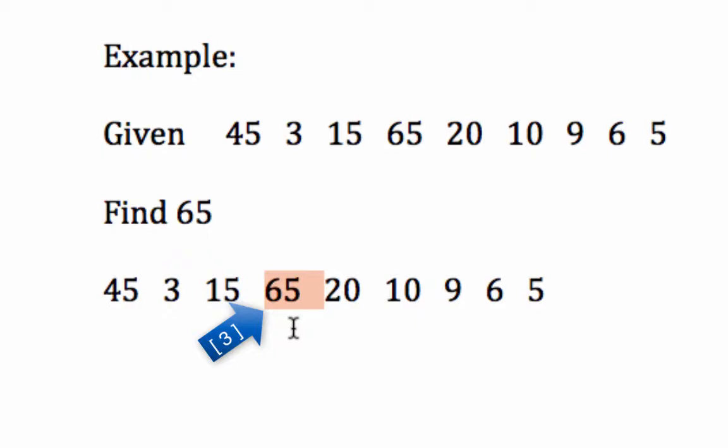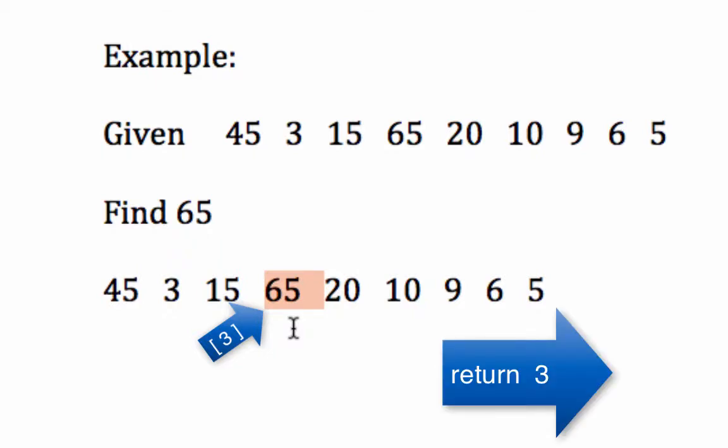What is important and more useful is to know where in the collection 65 is located, if it is there, okay? So we need to know that the index of the element is 3, and that has the value 65 that matches the value that we're looking for.